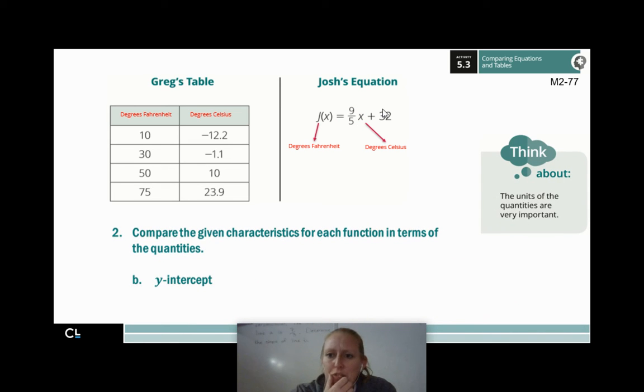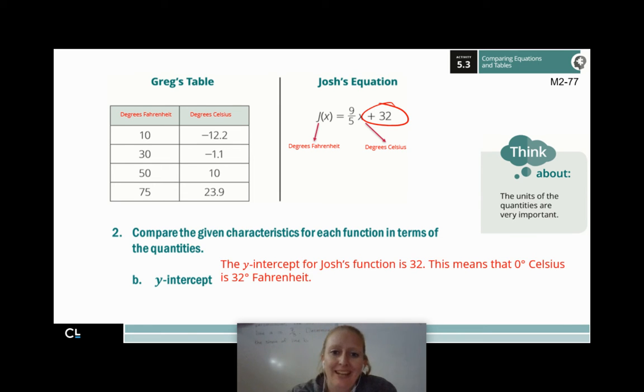Oh, the y-intercept is trickier. But Josh's y-intercept is easy to find, right? We're just looking at this and we're like, Josh's y-intercept is 32. Thank you for making that easy, Josh. So that means 0 degrees Celsius is 32 degrees Fahrenheit.